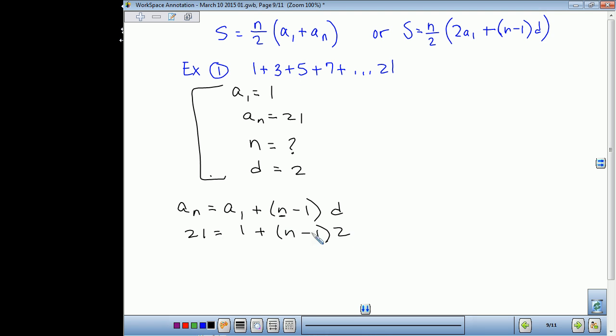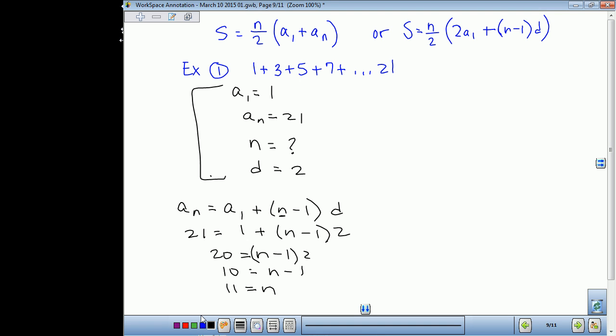Now obviously we're going to solve these as easily as possible. So we'll move the 1 over and get 20. Instead of distributing the 2, we'll just divide by it because we know everything's going to turn out pretty. We add the 1 and we get n as 11. The number of the term has to be a counting number. So when I'm solving for n, I know it's going to divide evenly.